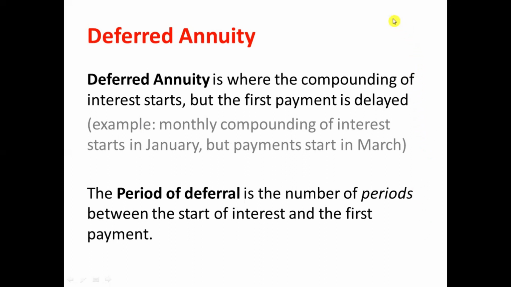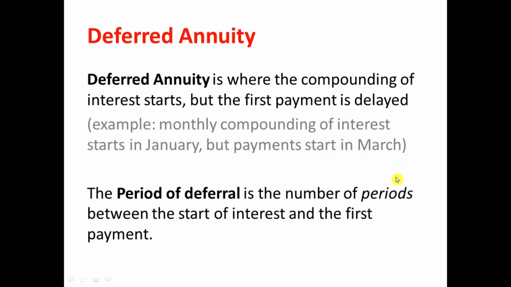So we have another concept na super important sa deferred annuity. It is the period of deferral. So the period of deferral refers to the number of periods between the start of the interest and the first payment. So just to illustrate, sa ating example, since we start at January sa interest application, but the payment start in March, we basically have 2 months, January and February, na hindi tayo nagbabayad. So that is called the period of deferral. Ayan. It is the number of periods between the start of the interest, January, and the first payment, March.